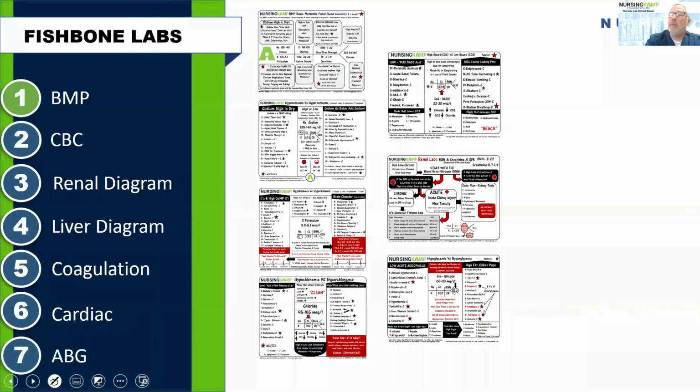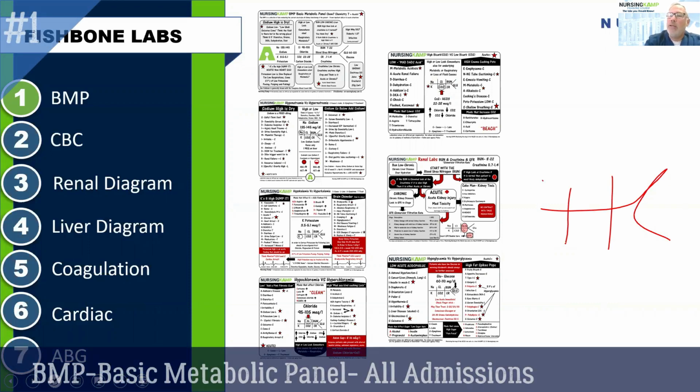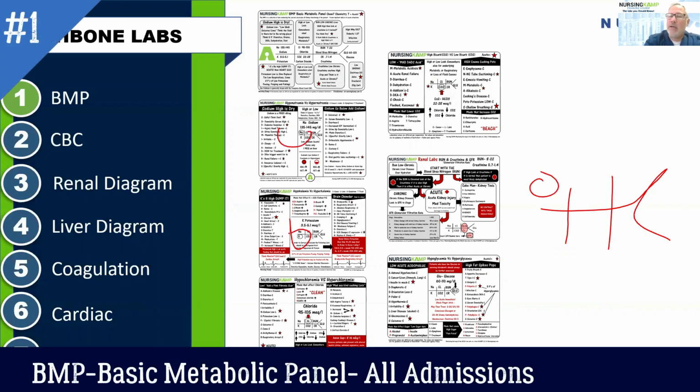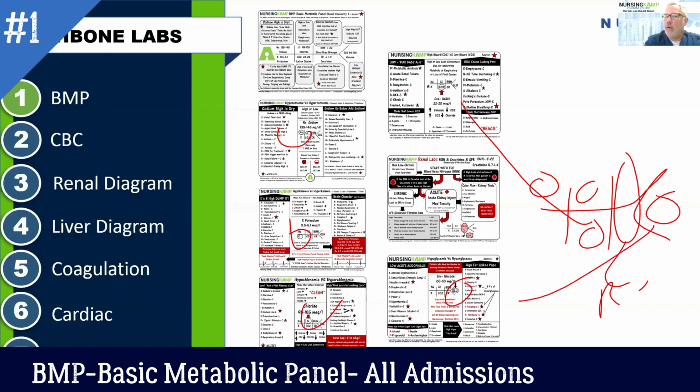And what we're looking at is the BMP. In this fishbone, what you'll learn is you're going to learn these different areas: sodium, potassium, chloride, CO2, BUN and creatinine, which I call the renal, and then glucose, endocrine. We're going to cover how to memorize these numbers, these lab values, and then we're going to talk about what's a Q. What do you need to know?